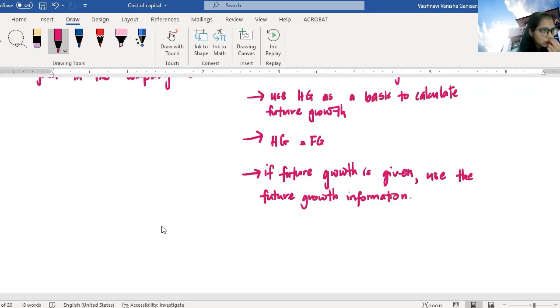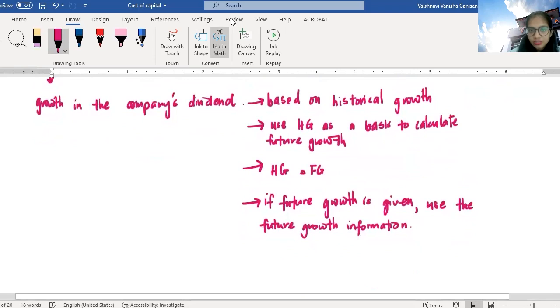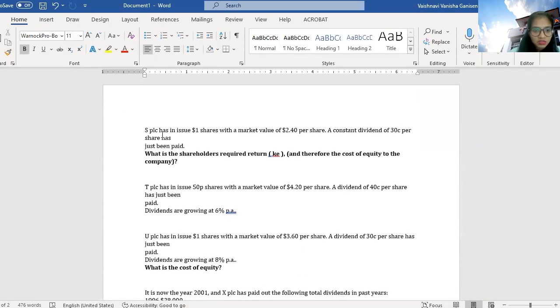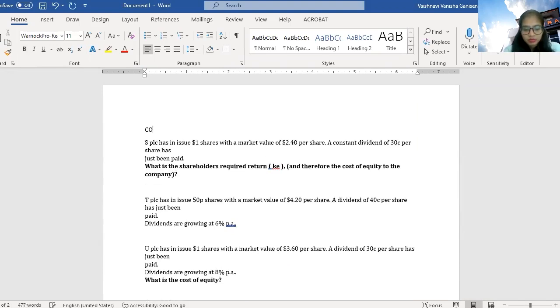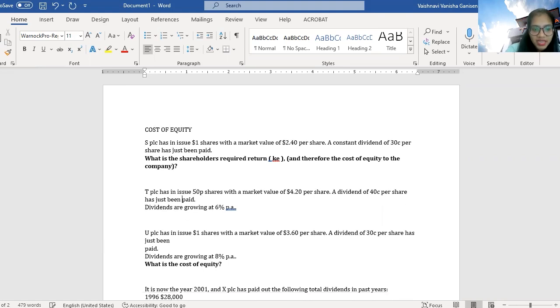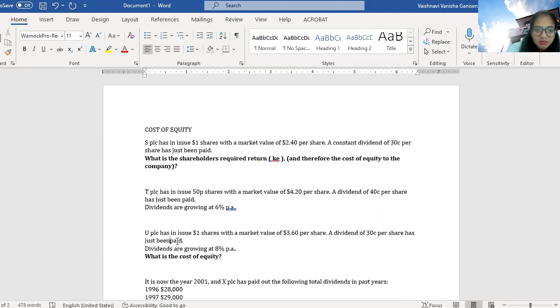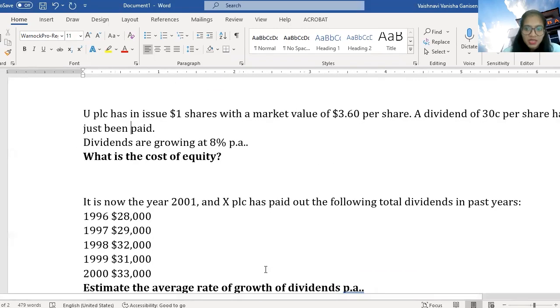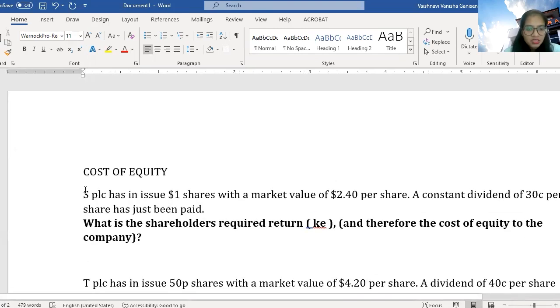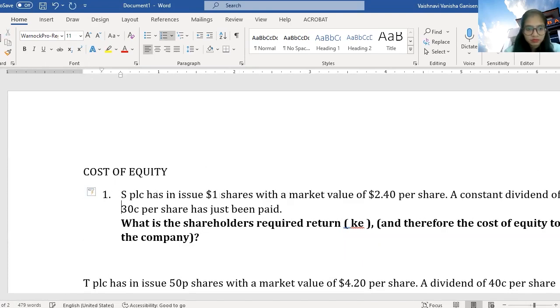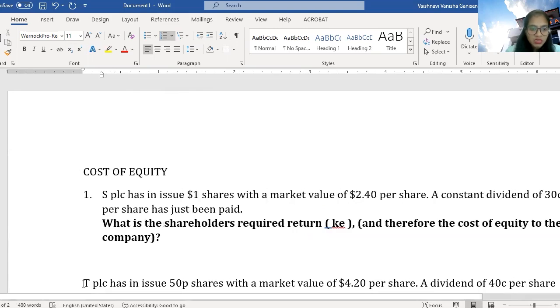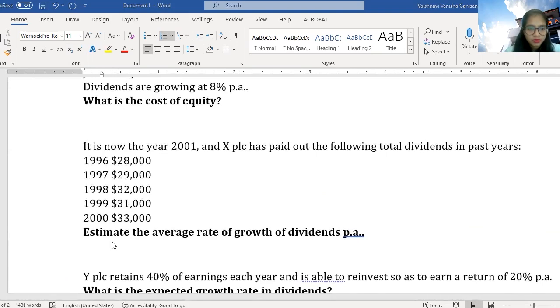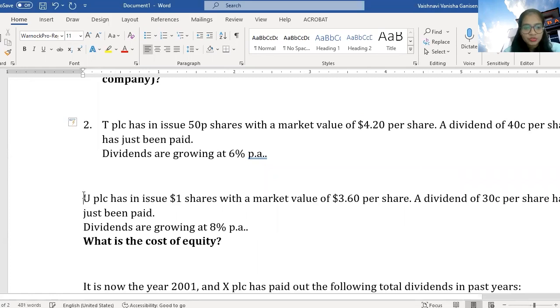Now, how do we do the calculation? You would have received this one here, calculating cost of equity and cost of debt. How do you calculate cost of equity and cost of debt? Please remember that your examiner will give you information. Sorry guys, I think it's a bit too small. He will give you information that looks like this. So this is question number 1, this will be question number 2, question number 3 and question number 4.